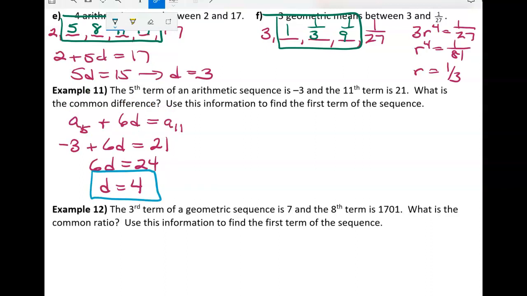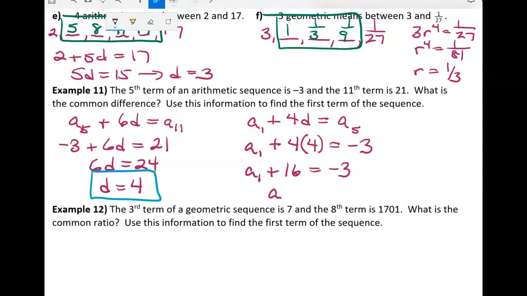And then we are going to use this information to find the first term. Now, if we start with the first term and we're working toward the 5th term, we're going to add 4 common differences because the difference between 1 and 5 is 4, so there are 4 differences added. So we don't know what that first term is, but we sure know that 4 differences is 4 times 4, and the 5th term was something that we already knew was -3. So a sub 1 plus 16 equals negative 3, and that means a sub 1, the first term of the sequence, is negative 19.